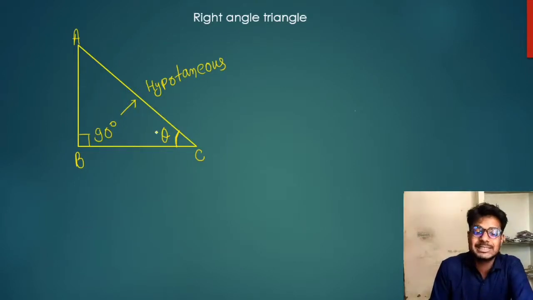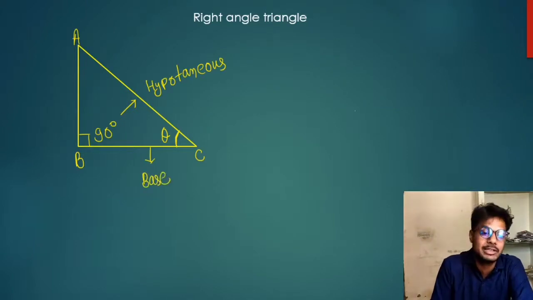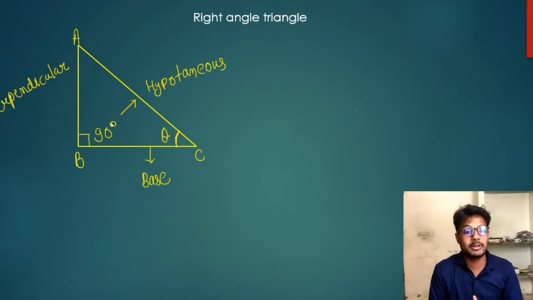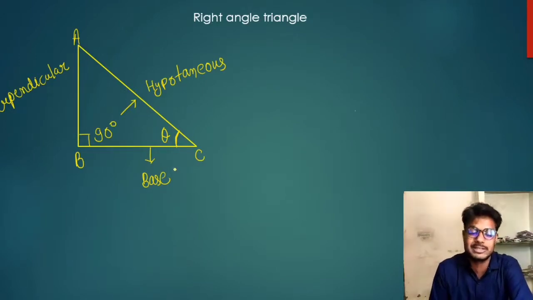So the side just opposite to this theta is AB and the side adjacent to this theta is BC. The adjacent side of theta is called the base and the opposite side to theta is called the perpendicular. So the side just opposite to theta is called the perpendicular for this theta, and the adjacent side of this theta is called the base for this theta.